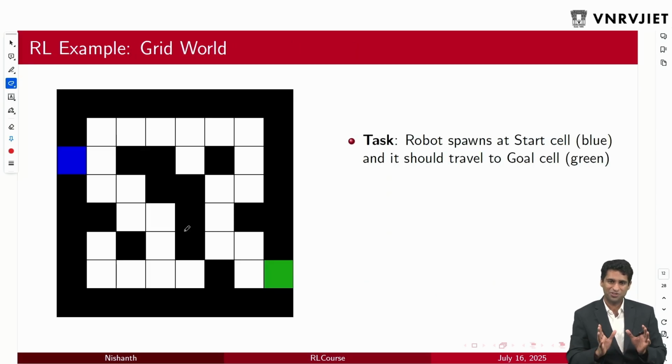Okay, so now let's look at an example of how it actually behaves, right? Let us say we have a grid world setting like this. The task here is, every time the robot spawns in this blue cell, it has to navigate through this grid so that it can reach the goal cell. So that's the task for the reinforcement learning problem, or for the agent in this particular example.